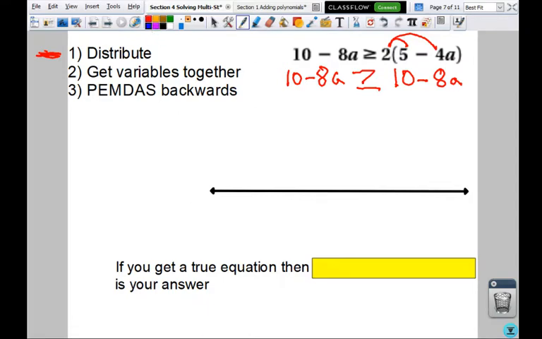My next step is I need to get my variables together. So I have a minus 8a on the left, and I have a minus 8a on the right. I want to put these together and just get a single a somewhere. So, help me out, Richie. I need to put one of these on the opposite side. Which one do you want to put on the opposite side? The a's? Yeah.